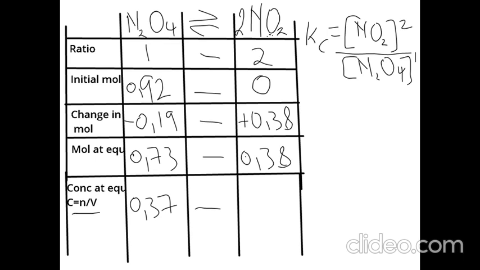And I will continue to do the same to determine the concentration for the product, specifically nitrogen dioxide. So I've got 0.38 divided by 2, which is the volume of the container given to us. Our concentration will be 0.19 mole per cubic decimeter. Do not forget that. Okay, now we can use this concentration to determine the Kc value.